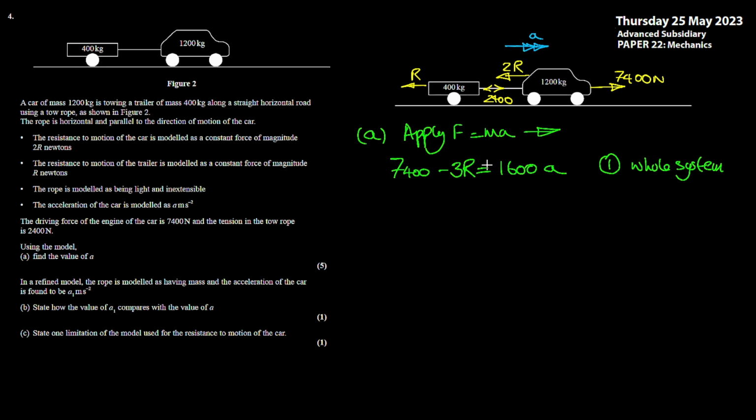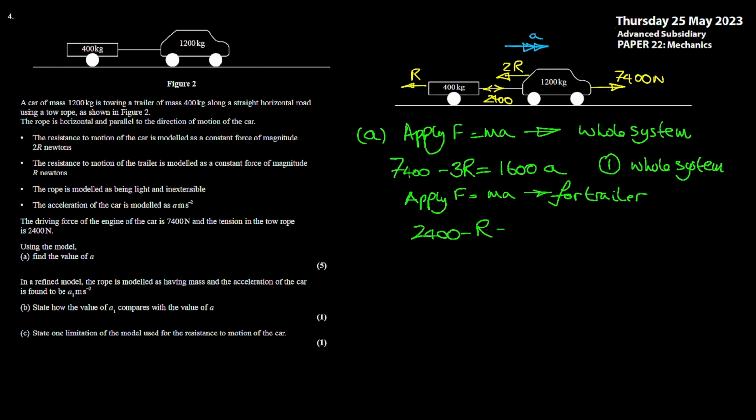So I can apply F equals ma to either of the elements of this system separately now. Let's do the trailer. Looking at the trailer, the force pulling it along is 2400. The resistive force, a single R, is equal to its mass, which is 400, and the acceleration is the same. So this is equation 2, and this is for the trailer.